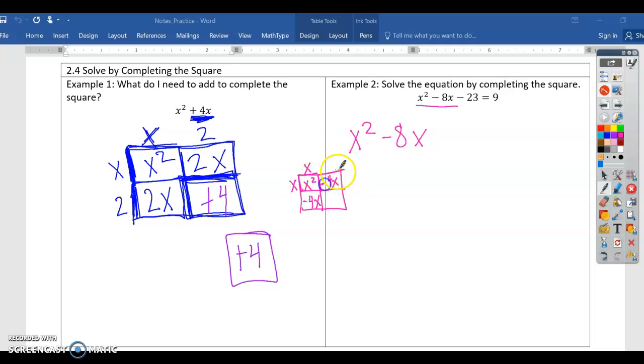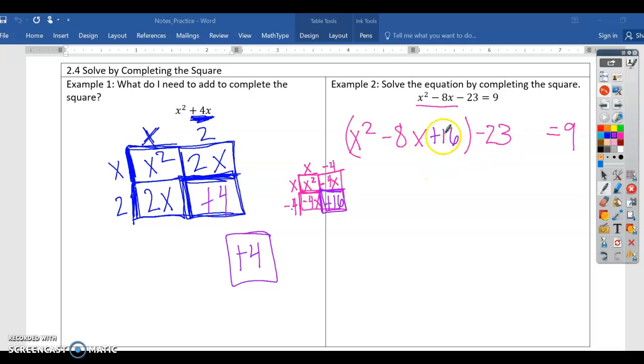I know that this length and width is negative 4, because negative 4 times x is negative 4x. I know that this length and width of this bottom box is negative 4, because negative 4 times x is negative 4x. So what is the area of this box? Well, the length and the width is negative 4 times negative 4, which is plus 16. So I need to add plus 16 to my equation to complete my box. And so I have minus 23 equals 9.